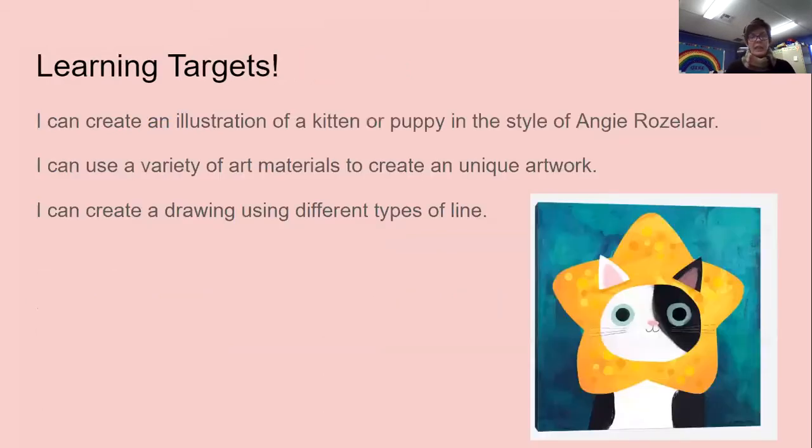All right, here are our learning targets for today. So these are the things that we're really going to focus on while we are creating this artwork. The first one is, I can create an illustration of a kitty or a puppy in the style of Angie Rozelaar. So we're really going to focus on how she uses those simple shapes to create her artworks.